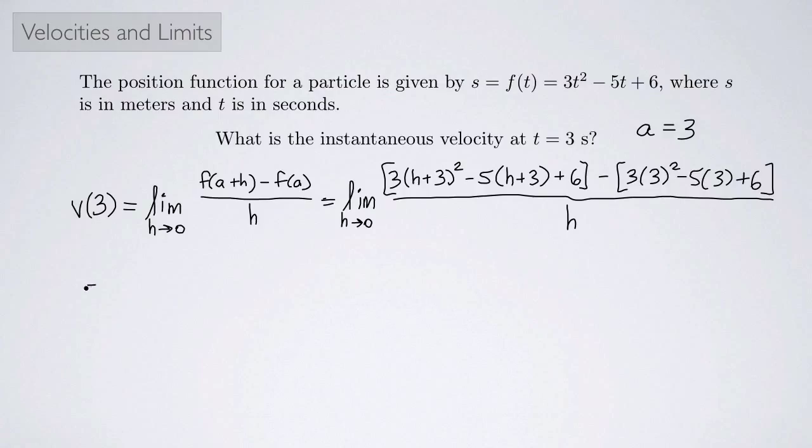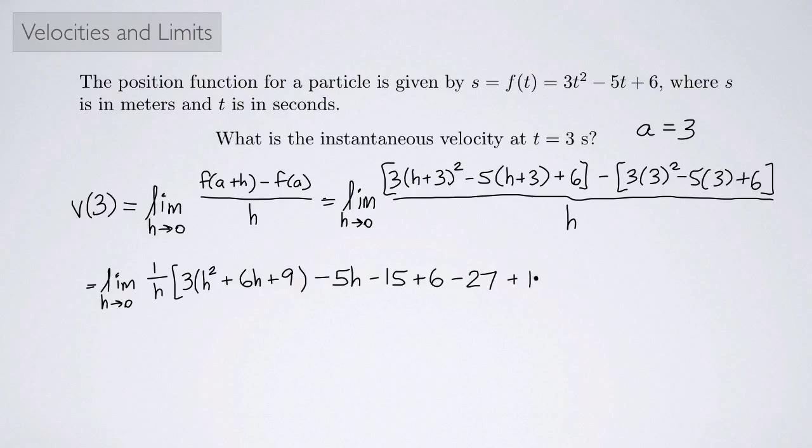Okay, so I'm going to write the limit here, and then I'm going to pull that 1 over h outside so I don't have to worry about it. And just look at the numerator here. So I have 3 times h plus 3 squared. Well, it's going to be h squared plus 6h plus 9 when I square that out, minus 5h minus 15 plus 6, minus, and then I have 3 squared, that's 9. 9 times 3 is going to be 27, plus 15 minus 6.